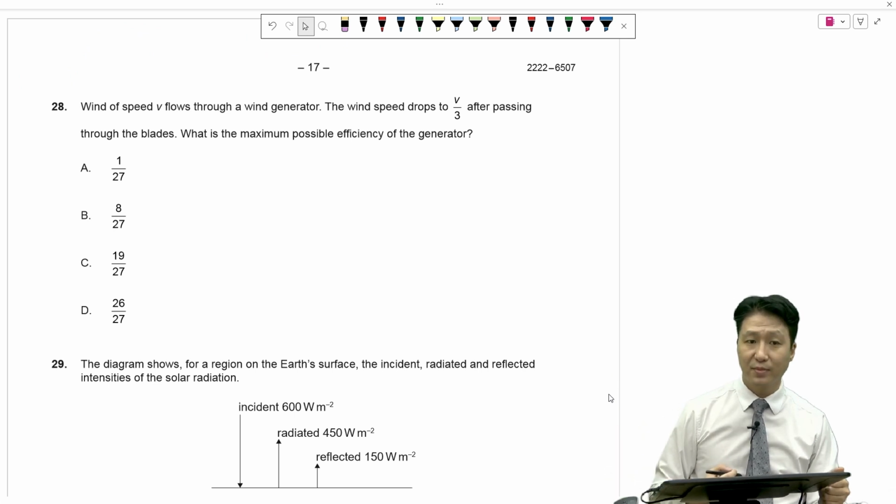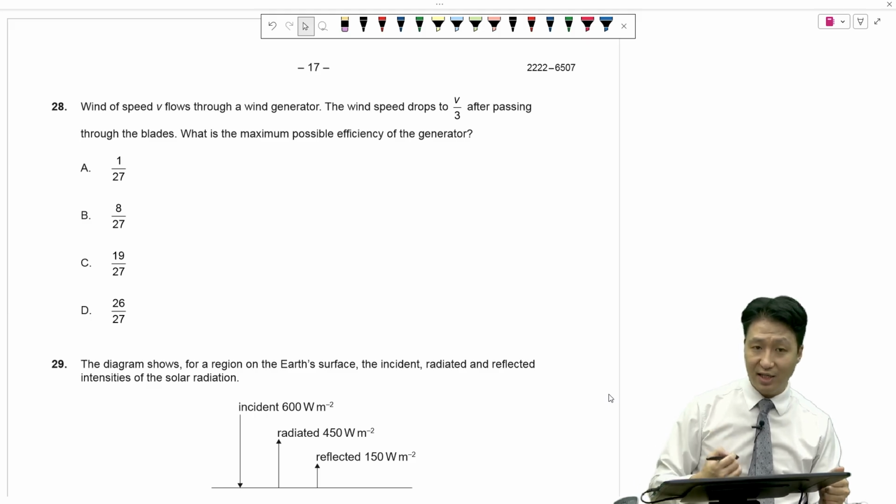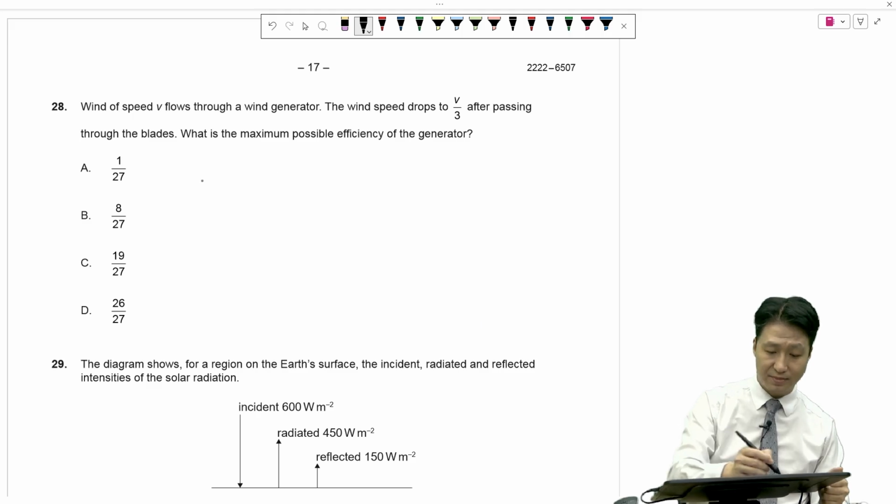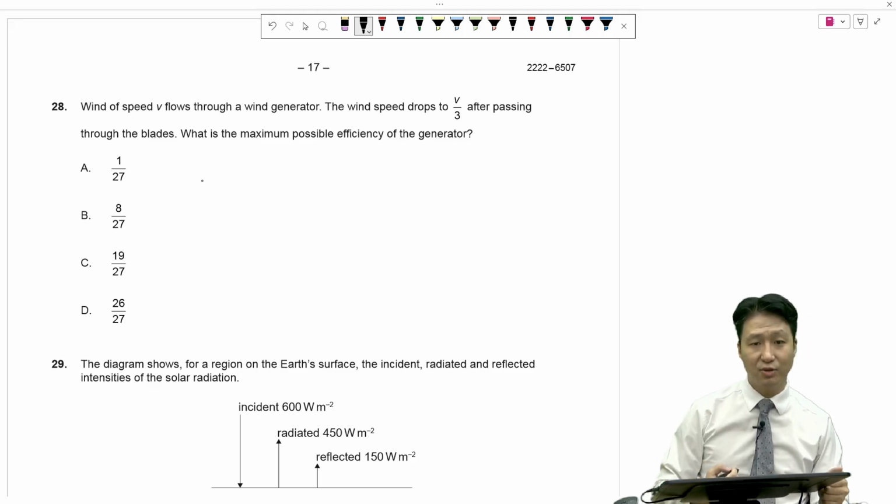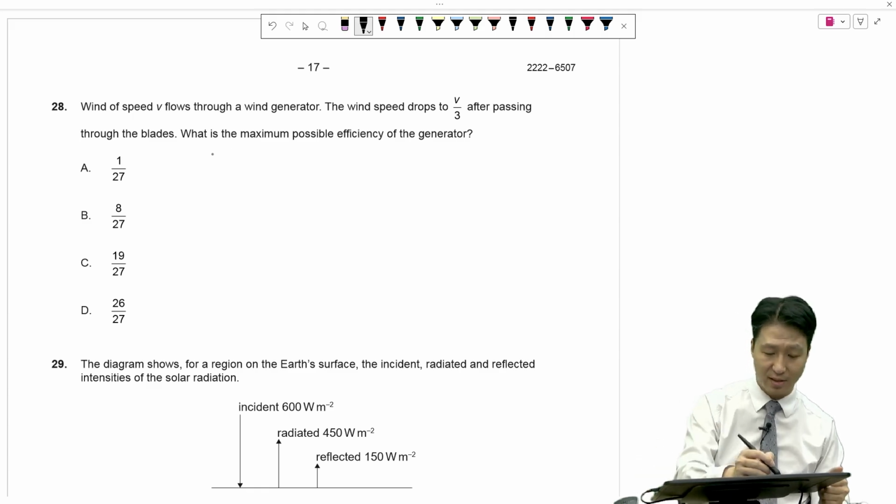In number 28, wind of speed V flows through a wind generator. The wind speed drops to V over 3 after passing the blades. What is the maximum possible efficiency of the generator? So, if you look at the physics booklets, you'll see there is an equation for the theoretical maximum kinetic energy of the wind.